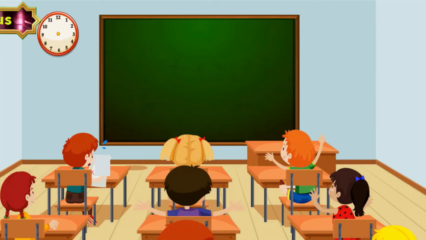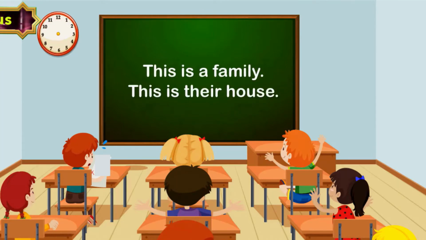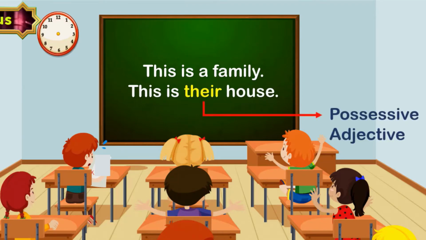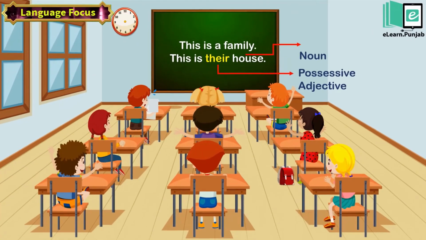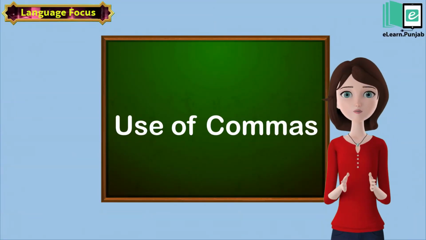Great. One more. This is our family. This is their house. Noor, please answer. Ma'am, in this sentence, their is a possessive adjective and house is a noun. Very good, kids.